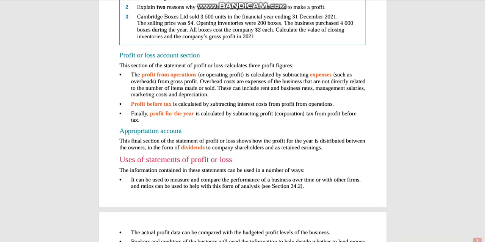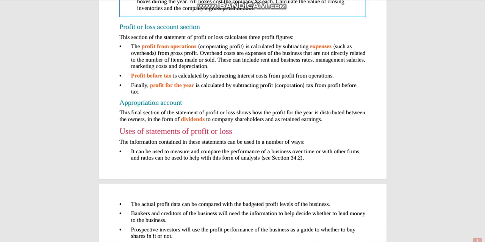And let's look at the profit or loss section. The profit from operations, or operating profit, as we've already discussed before, is subtracting expenses such as overheads from gross profit. We've already seen what overheads are, but you can read from here and find out a bit yourself. And then we have profit before tax, which we've already discussed, and profit for the year.